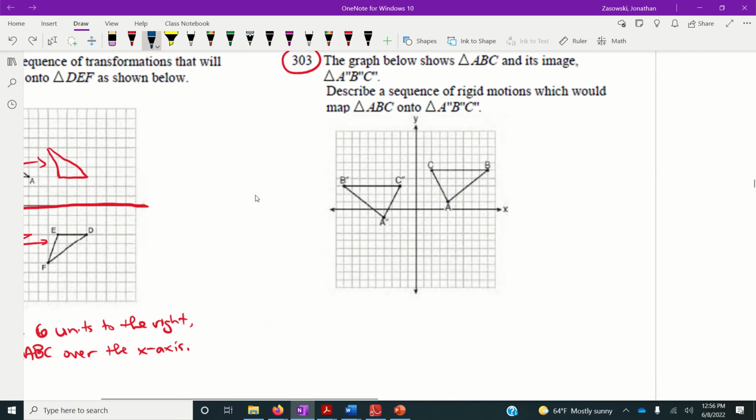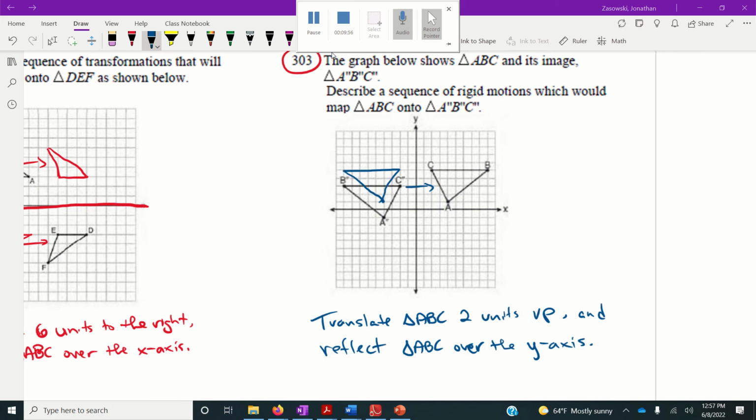All right, try 303 next. Okay, so on this one, you should have given an order of a reflection over the y-axis and a translation of up 2 units. So if you decide to translate first and then reflect it over the line, that is fine. Okay, keep in mind it's not just a translation and a translation.